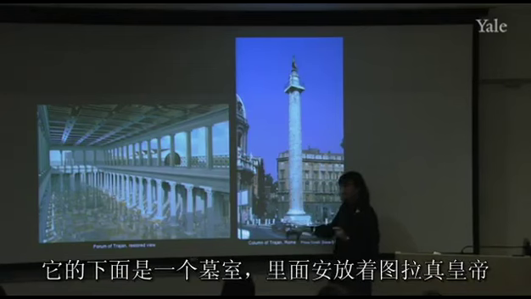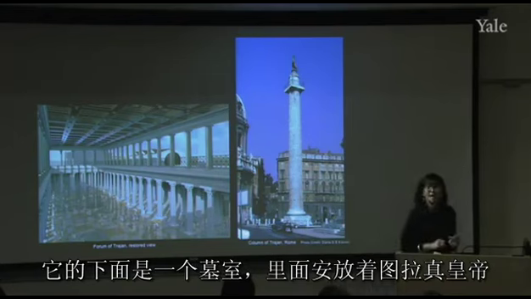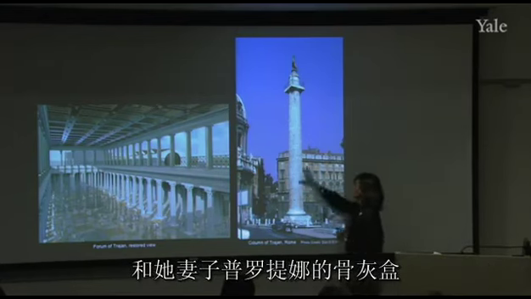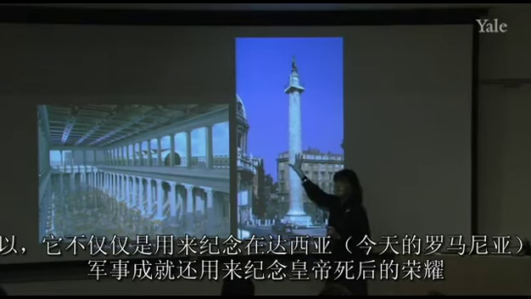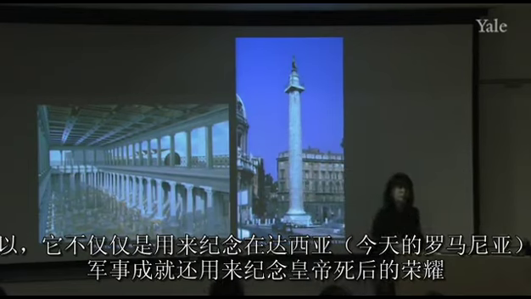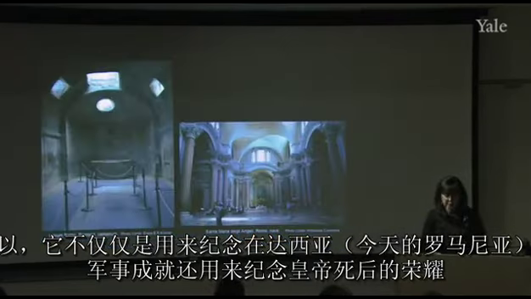There was a burial chamber down below for urns of Trajan and his wife Plotina. So it served not only as a commemoration of his military victory over Dacia, which, by the way, is modern Romania today, but also to victory over death for the emperor.